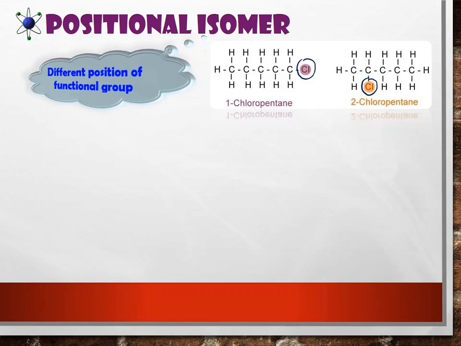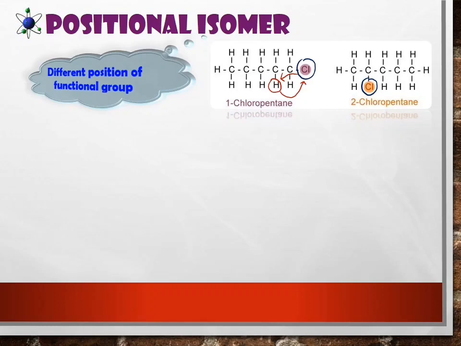So look at the position of chlorine for the first compound. For the first compound, the position of chlorine at carbon number 1. But the second compound, the position of chlorine at carbon number 2. When you exchange the position, you need to take out one of the hydrogen. So this hydrogen will move here and this chlorine will move here. See? So you need to make sure that carbon consists of 4 bonds. So this is positional isomer.